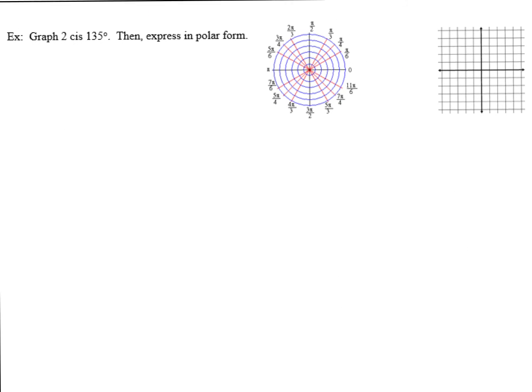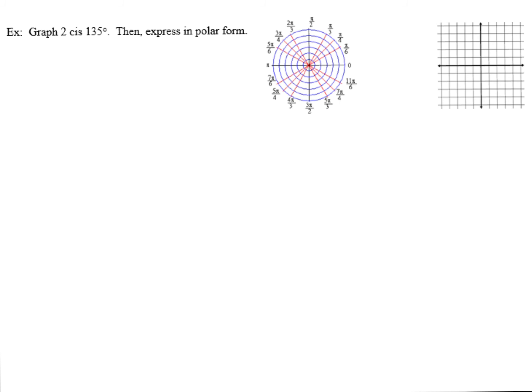All right, we'll do one more, but we'll go the opposite way here. We'll graph it in both again. Here's that shorthand form, which really is just telling me two things. R is 2, theta is 135. That's roughly where we are, right on the second circle, 135 degrees.